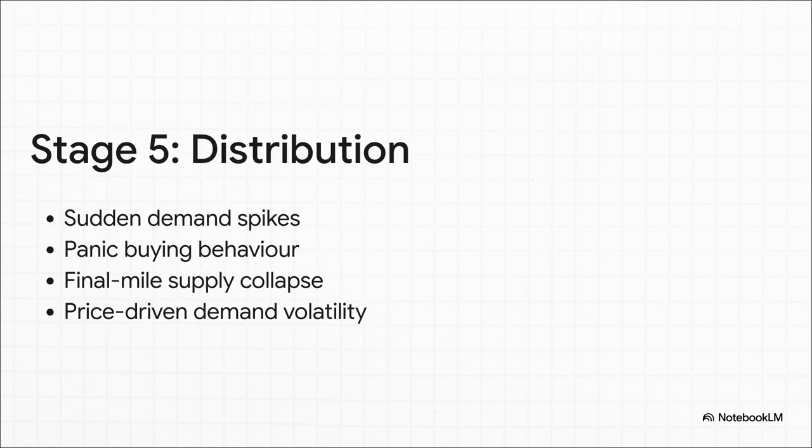Finally, Stage 5 is distribution and customer demand. This is where human psychology throws a wrench in the works right at the end of the line. I'm sure we all remember the massive demand spikes from the 2020 toilet paper panic buying that completely overwhelmed steady-state distribution networks. But it can also look like a final-mile supply collapse, like the 2022 baby formula shortage in North America, which was triggered by just a single plant shutdown. And then there's price-driven volatility. Think about consumers aggressively pantry-loading groceries out of fear of inflation, which violently distorts standard replenishment cycles.